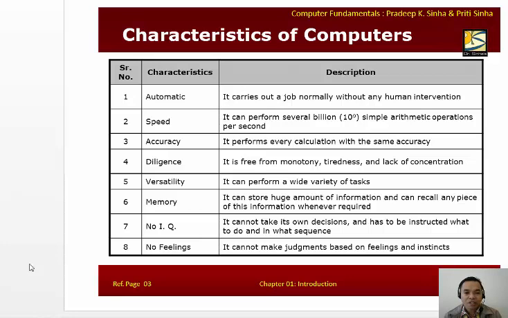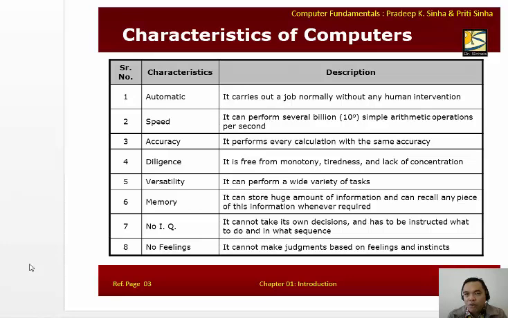And the fourth characteristic is diligence. It is free from monotony, tiredness, and lack of concentration. These things are the limitations of human beings. We will be tired, you will feel sleepy or dizzy. So sometimes you lack focus. So computers are diligent. Next, versatility. It can perform a wide variety of tasks. And in computing, we have the words multiprocessing or multitasking. And sixth, memory. A computer can store a huge amount of information.